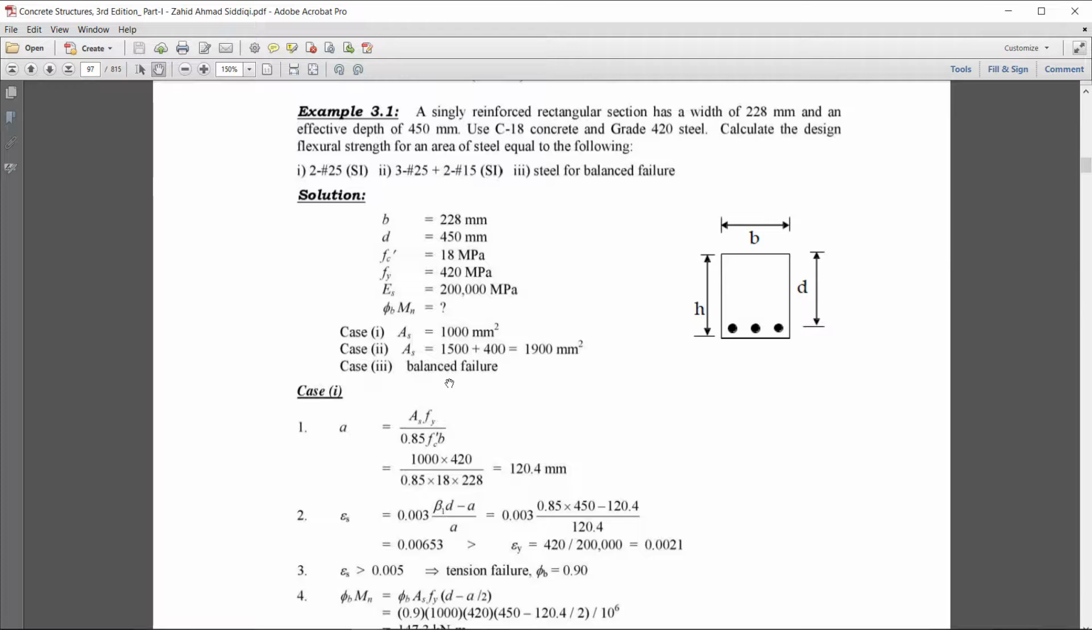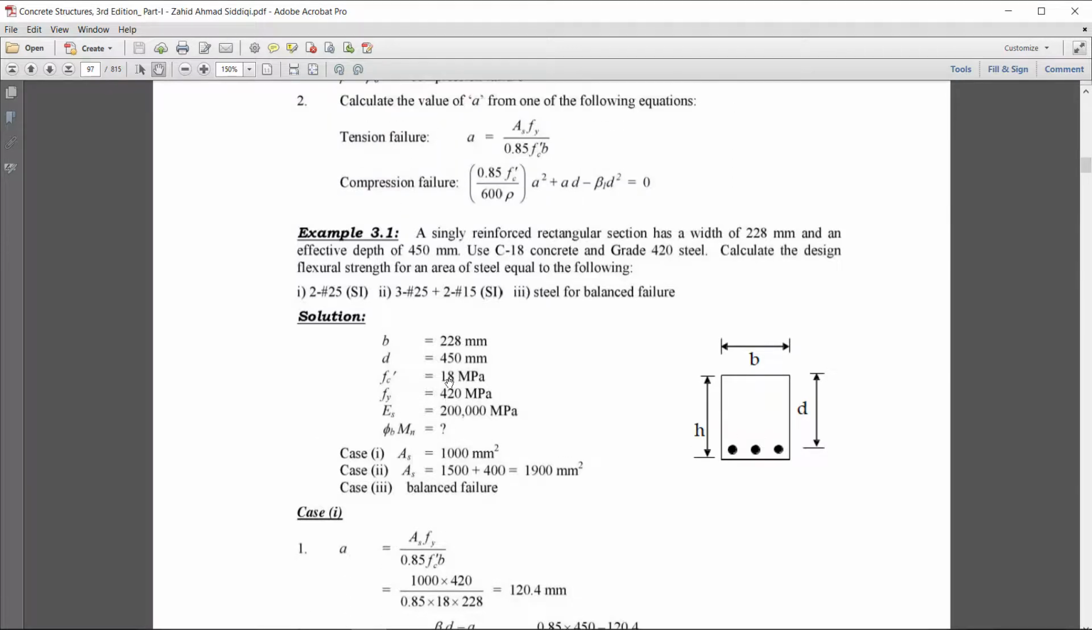Before solving, we assume that the section is under reinforced. We will calculate a using a equals As Fy over 0.85 Fc prime b. Here first case is case 1. Area of steel is 1000, Fy is 420, Fc prime 18 megapascal, b is 228 millimeter. You can calculate by yourself. a will come 120.4 millimeter.